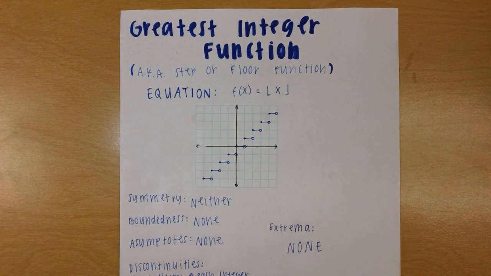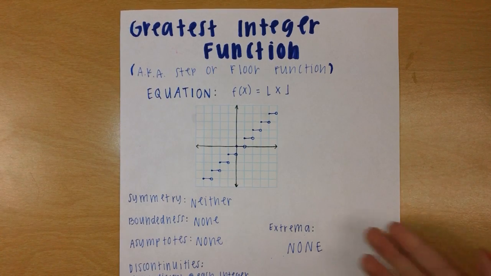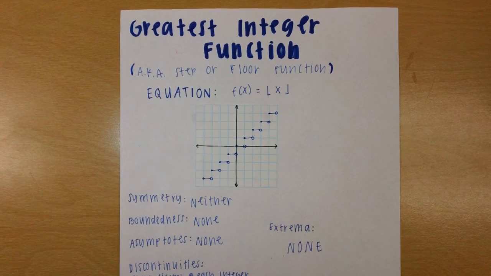This is an analysis of the greatest integer function, also called the step or floor function. The parent function is f of x equals the greatest integer less than or equal to x. Here is our fabulously drawn graph. Every y value is an integer, so if x equals 2.6, y would equal 2.